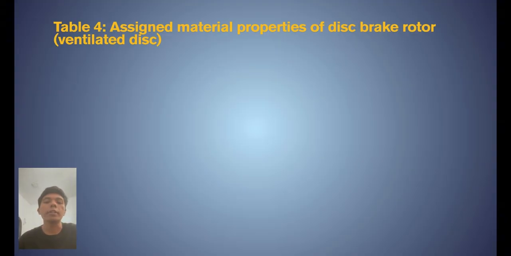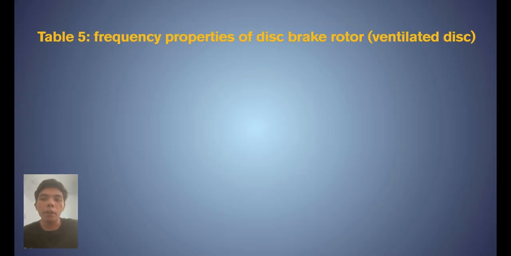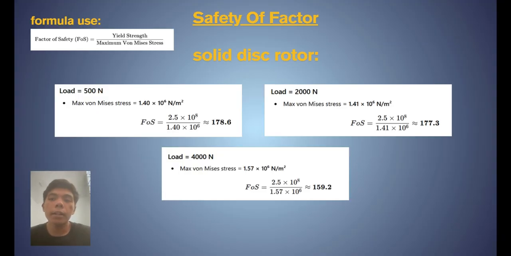the displacement also increases. Moving to Table 5, which is the frequency properties of the disc brake rotor for the ventilated disc. As we can see in the table, we also have 3 different loads, 500, 2000 and 4000 Newton, and we also have some outcomes, which are maximum von Mises stress and minimum of it, and also the translation displacement. For the values, as we can see, if we increase the load, the value is still the same for the maximum von Mises stress and the translation displacement, the same for all 3 different loads. Moving to the next slide, let's calculate the safety factor.